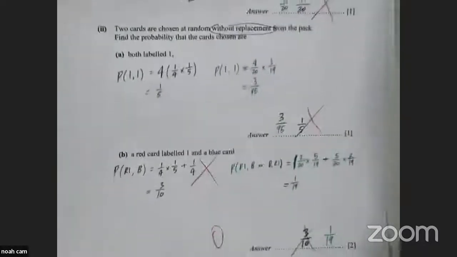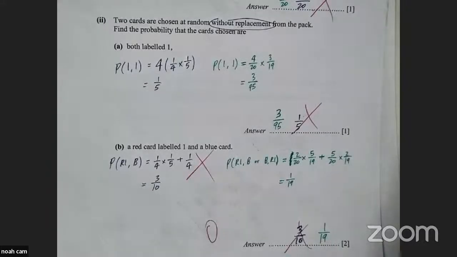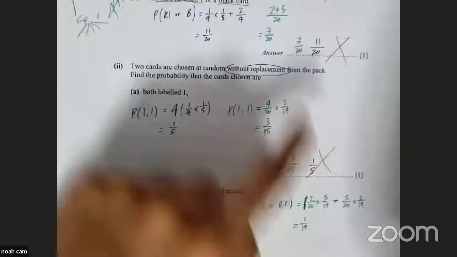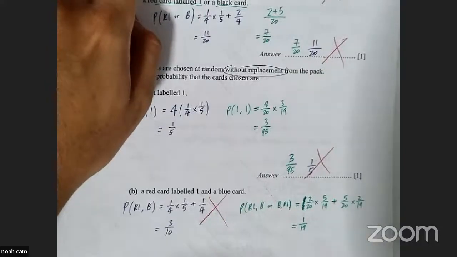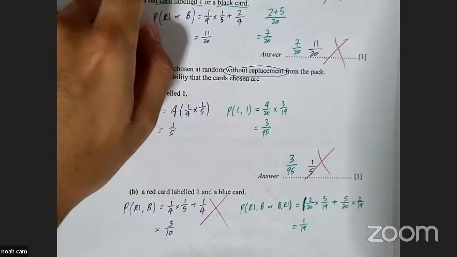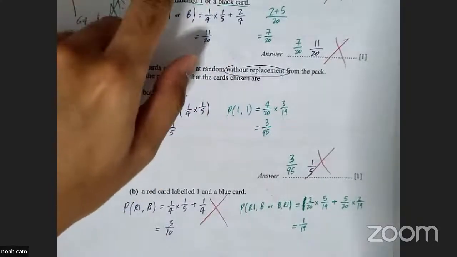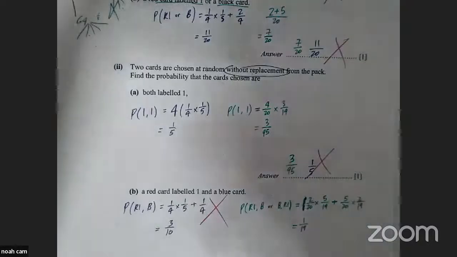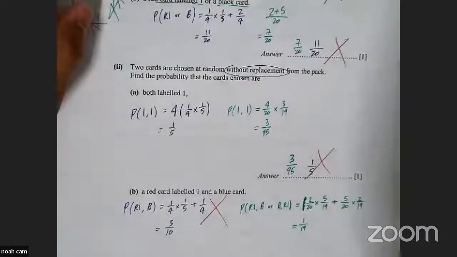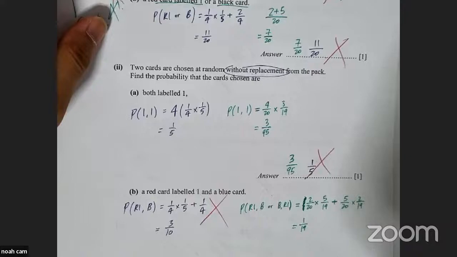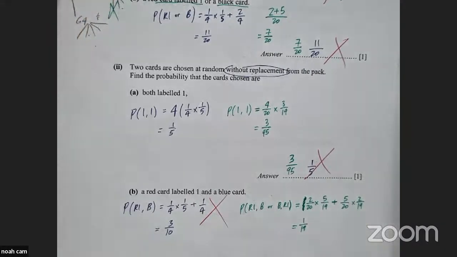A red card labeled 1 and a blue card, right? So again, what is the mistake here? So the red card will be how much? Over what, again? Over 20. Yeah, I really like when you say 2/20, not 1/10. So 2/20 is a better representation, right? The simplification can follow that. So good. Red card label 1, 2/20.